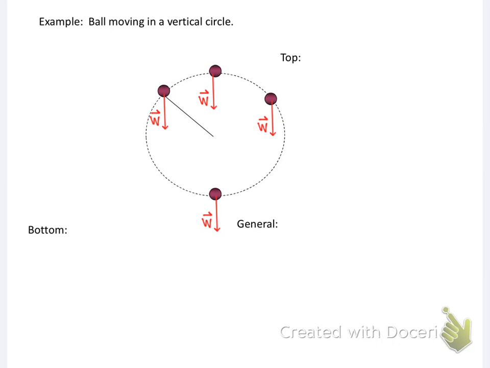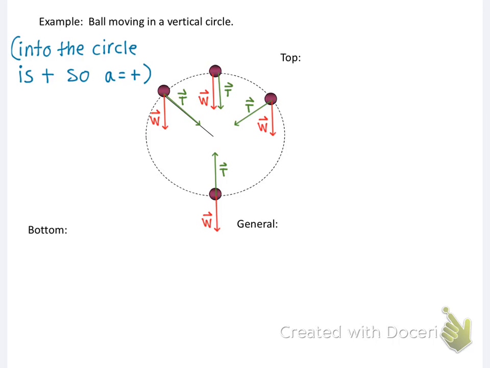We know that the weight force is acting down, and there's also a tension force acting towards the center of the circle. This may also be thought of as the centripetal force. The acceleration is also going to point into the middle of the circle. So in order to make analyzing this problem easier, we are going to say that pointing into the middle of the circle is the positive direction.